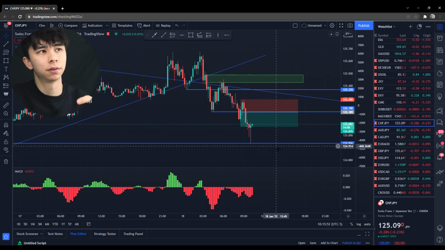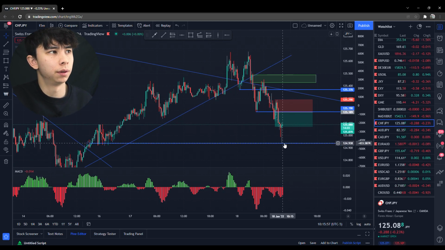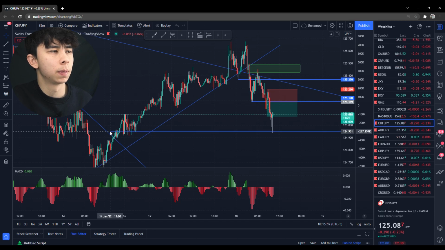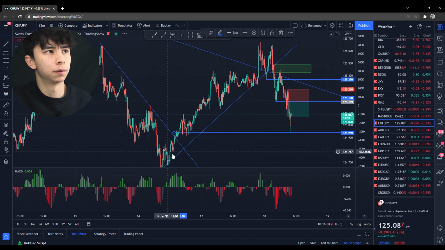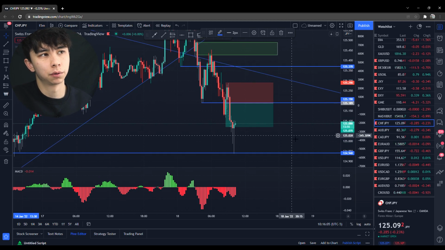I did end up taking a second position on this trade just because I knew it would at least reach down to this zone that we marked out here because of the resistance and the break of this trend. I did know it was going to come down there, so I took an extra trade. I was pretty confident in that.